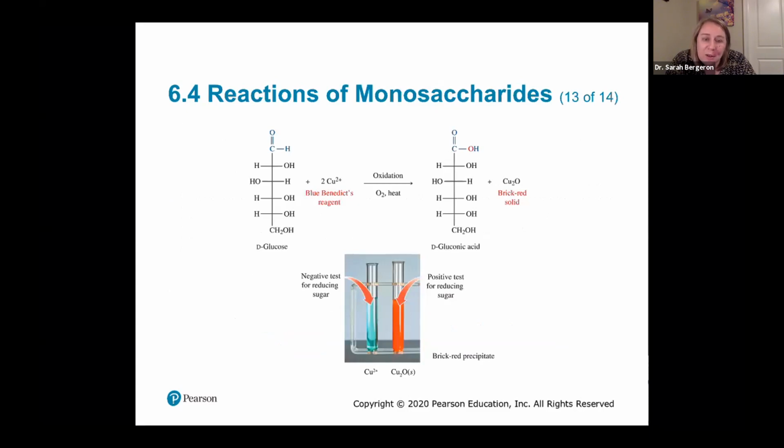Benedict's test. So this is what your solutions look like. If it is negative for the sugar, you've put your sample in, your solution will stay this pretty blue. And if it becomes positive, it gets cloudy, gets clumpy, and kind of orangish. They call it brick red, but you know.